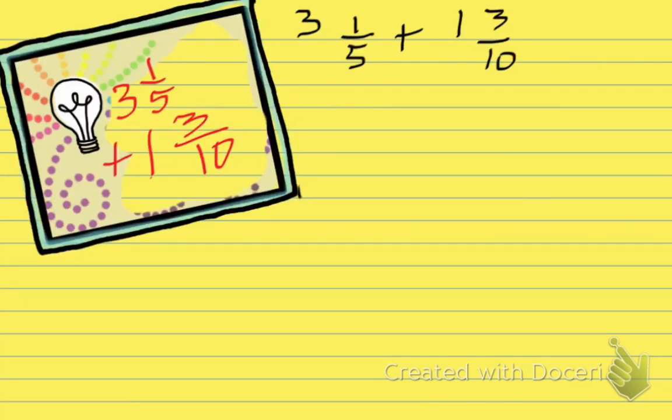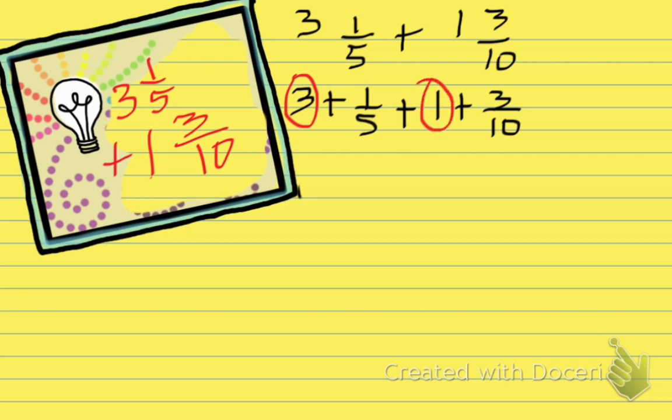Now let's take a look at this next example. We have our mixed fractions 3 and 1/5 plus 1 and 3/10. The first thing that we will do is rewrite our original problem. So we have 3 whole number plus fraction 1/5 plus 1 whole number plus fraction 3/10. Then we are going to add the whole numbers, the 3 and the 1. So 3 plus 1 equals 4. And then copy the fractions. So we have our fractions 1/5 plus 3/10.